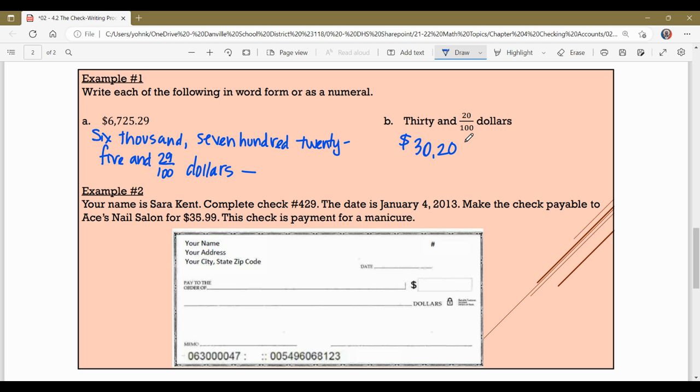All right, let's practice writing a check. So your name is Sarah Kent. Complete check 429. The date is January 4th, 2013. Make the check payable to Aces Nail Salon for $35.99. This check is payment for a manicure.